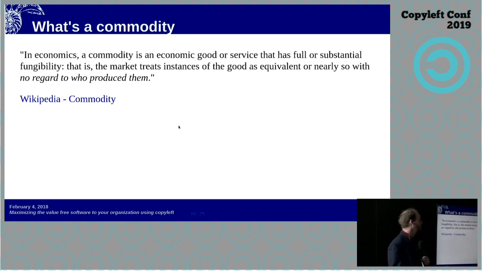But I think free software is a commodity. So what's a commodity? I'm gonna do that standard, according to the dictionary thing, right? So we're at a free software conference, so I'm gonna start with Wikipedia. In economics, a commodity is an economic good or service that has full or substantial fungibility. If anyone doesn't know what that means, it's a good that you can swap in and out with other goods and it makes no difference. That is, the market treats instances of goods as equivalent or nearly so with no regard to who produced them, right? It doesn't actually matter who produces a commodity, right?